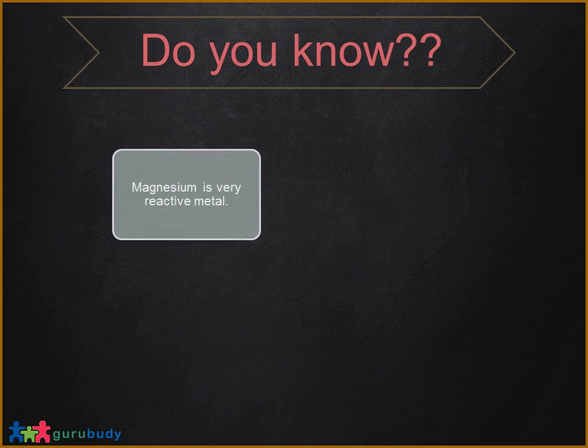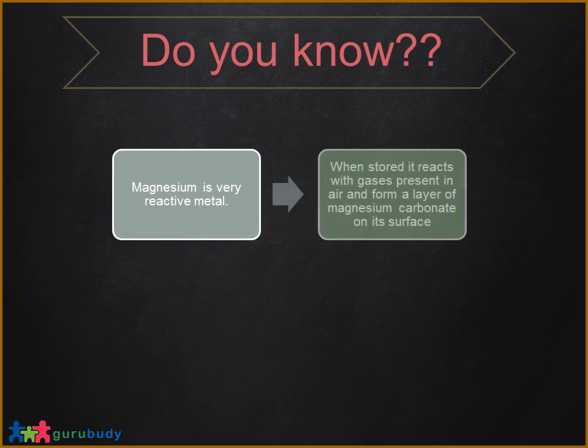Very interesting point to note that magnesium is a very reactive metal. When you store magnesium in the atmosphere, it forms a layer of magnesium carbonate on the surface, just a little bit on the very surface, and that magnesium carbonate is not reactive. So it's like a passive element.